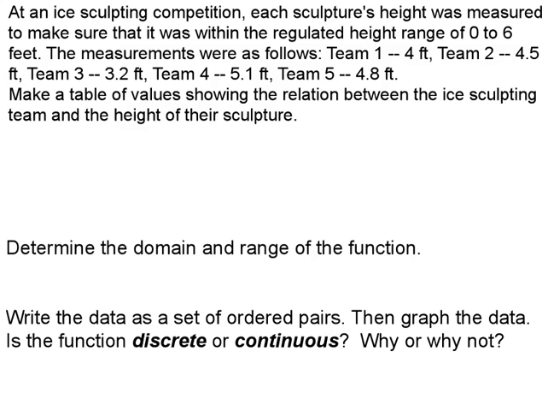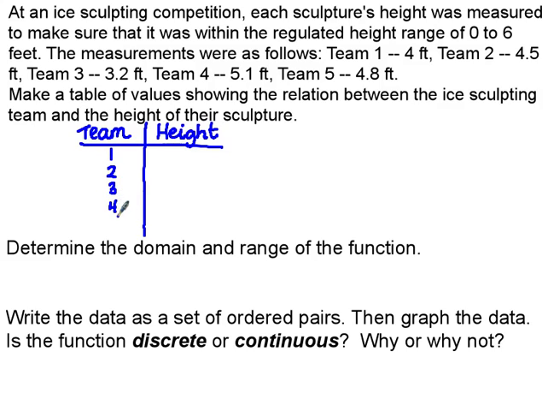It says make a table of values showing the relation between the ice sculpting team and the height of their sculpture. So we need to make a table of values. So we could do this team, and we could do height. Now I could do either a vertical table or a horizontal table. It doesn't matter. Okay, and I'm just going to list the teams. We have how many teams? 5.